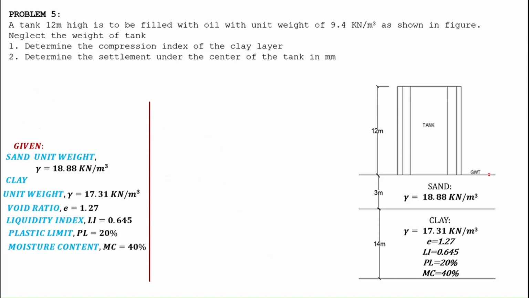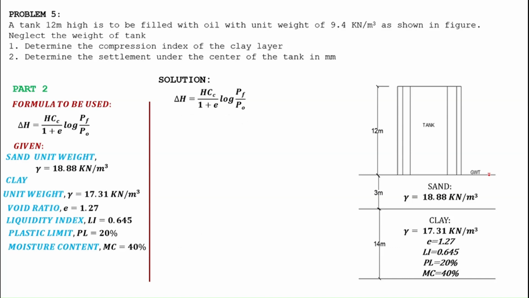For our solution to the second part of the problem, we will recall the formula for primary settlement. That is, settlement is equal to height of clay times compression index over 1 plus void ratio log of final stress over initial stress. Height of clay from the figure is 14 m or 14,000 millimeters. Compression index from our last question is equal to 0.369.